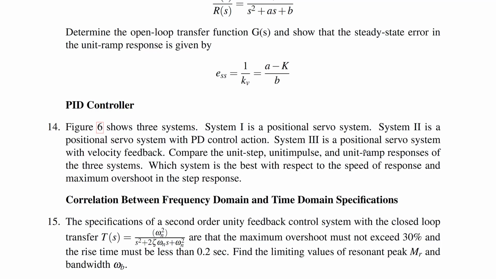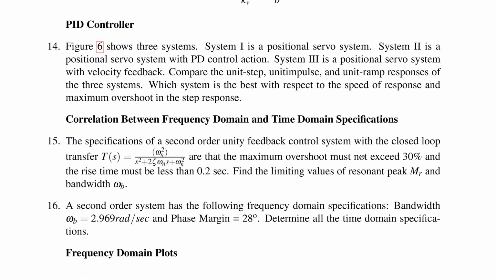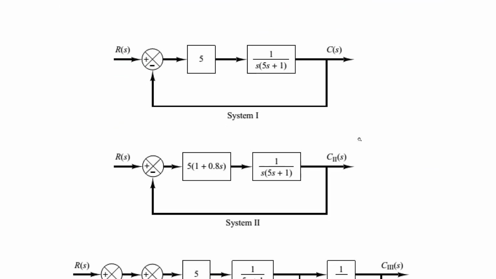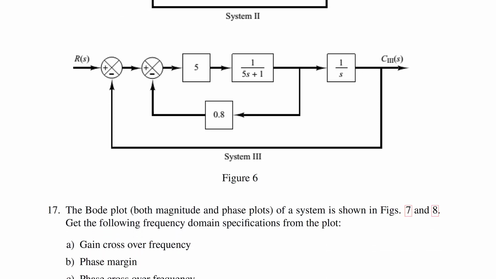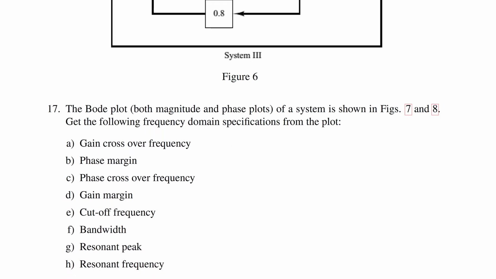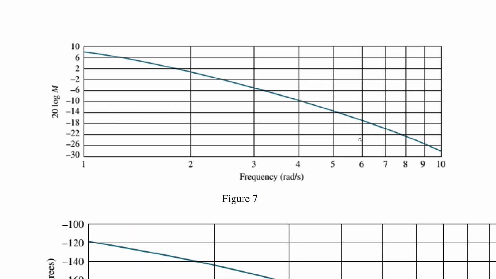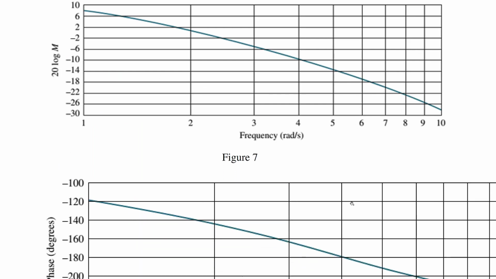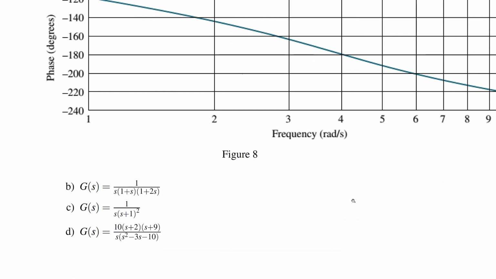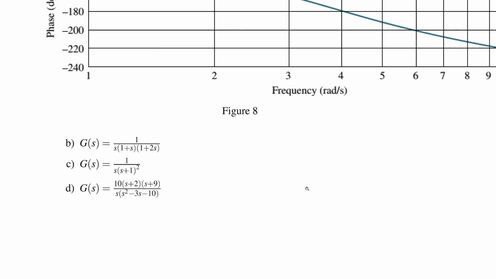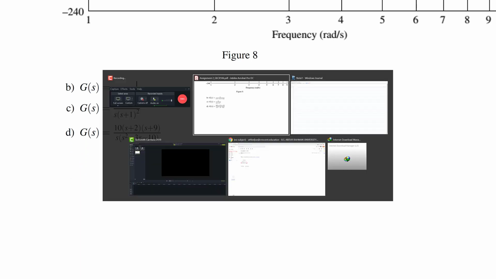Then we'll be moving on to frequency domain analysis, and first to start with, the correlation between the frequency domain and time domain analysis. And also we'll be seeing some problems on frequency domain plots, namely Bode plot and Nyquist plot or polar plot. Okay, so this is the overview of the assignment problems, and we'll have a look at some of these problems which I think you may find difficult to solve, or maybe to start with you will find some kind of difficulty.